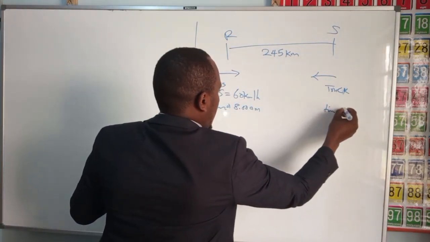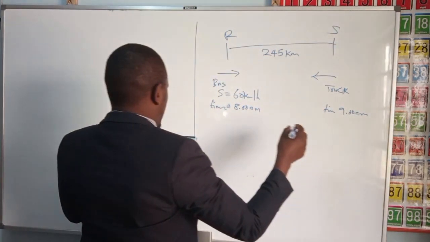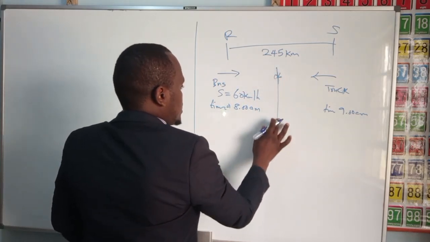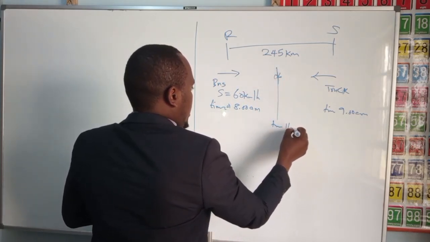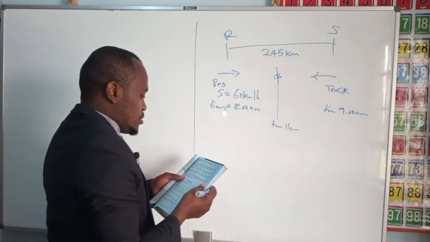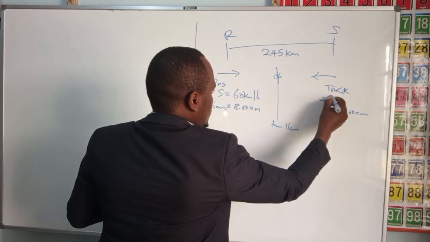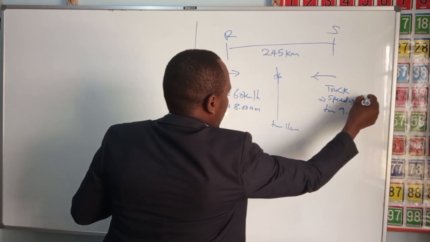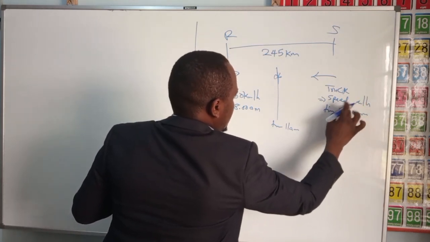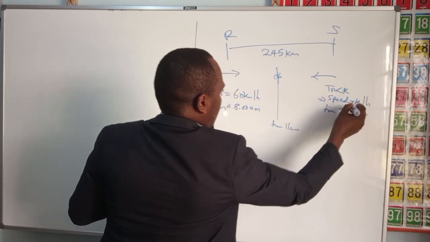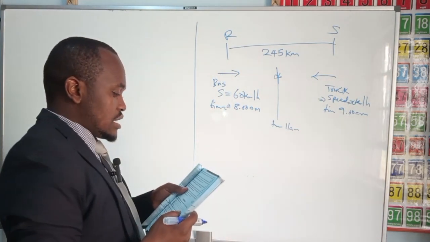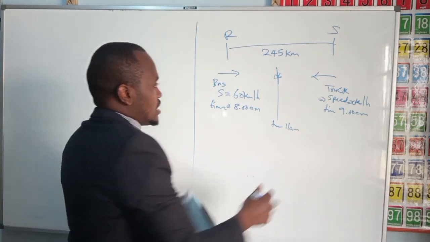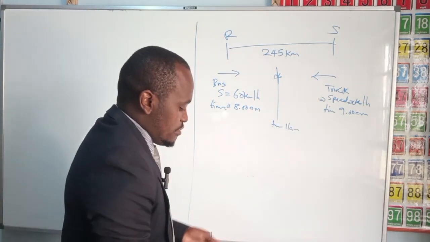We know that the two met somewhere here. They met at time 11 a.m. What we don't know is the speed of this one, in kilometers per hour. We can say it is x kilometers per hour. The question actually asks, determine the average speed of the truck. This one is what we are interested in finding.